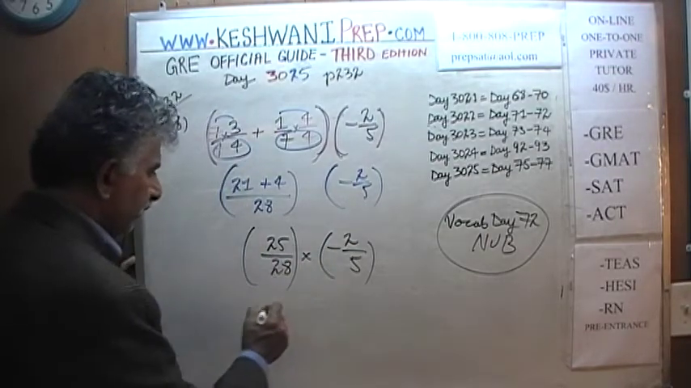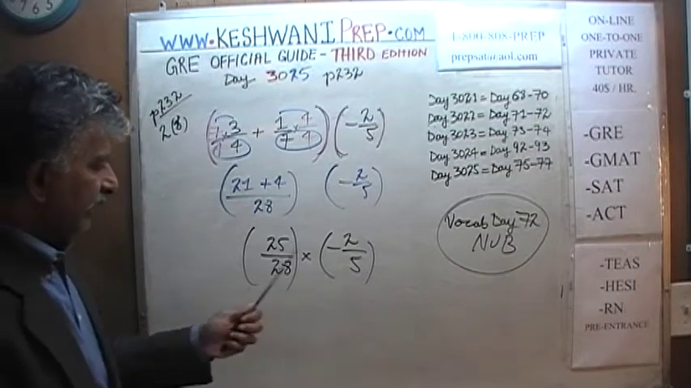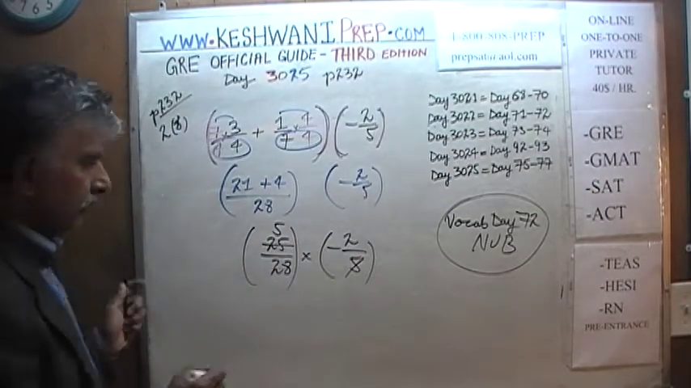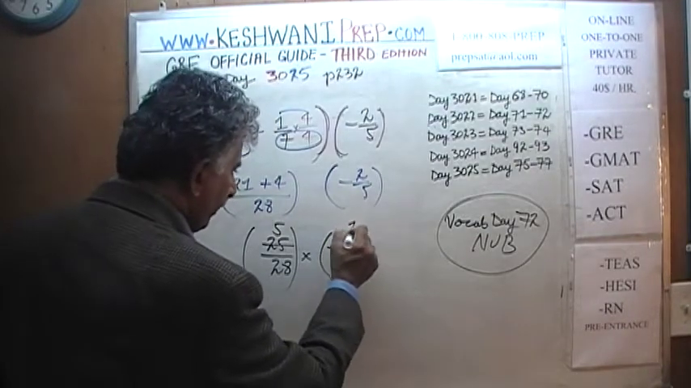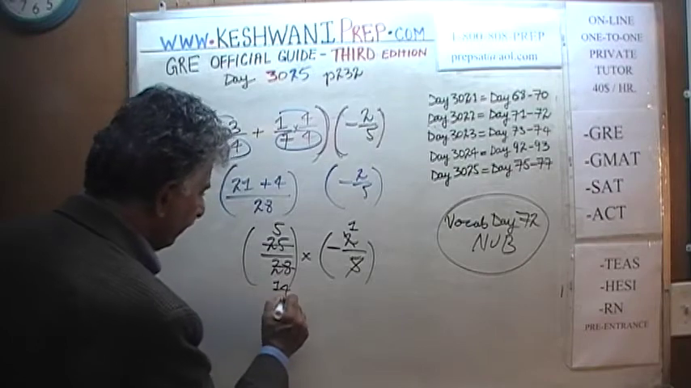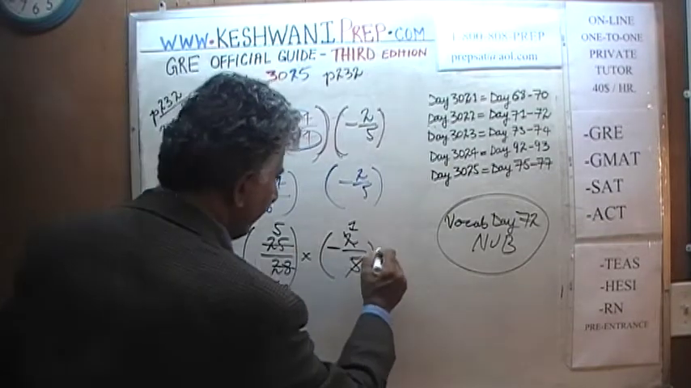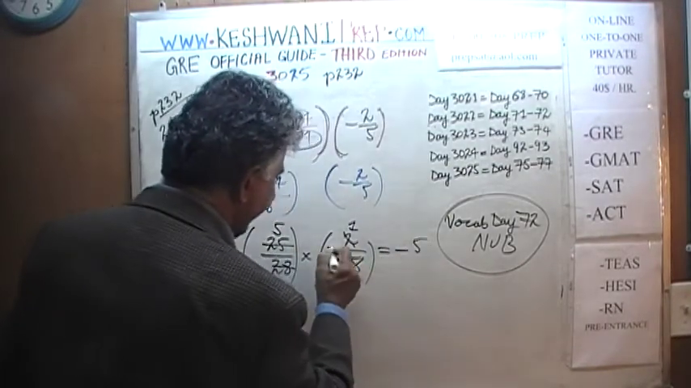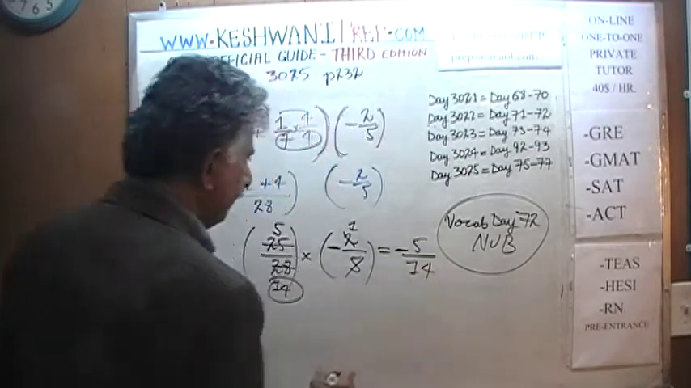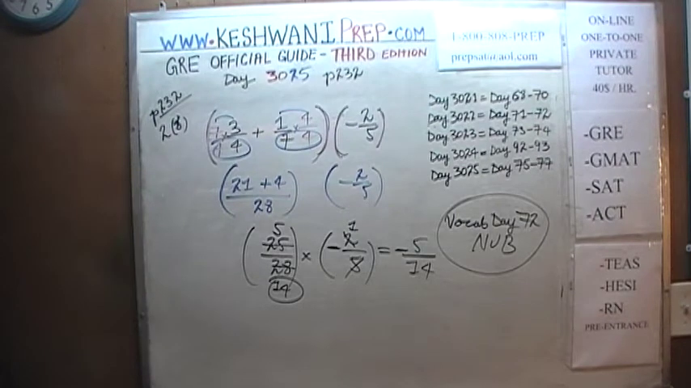And if you like, you can put parentheses here also. Let's divide top and bottom by 5. 5 is going to go away. 25 becomes 5. Let's divide top and bottom by 2. 2 is going to go away, becomes 1, but it's a negative 1. Keep that in mind. And 28 is going to become 14. So 5 times 1 is 5, but it's a negative 5, because we have a negative here. Negative 5 over 14. Negative 5 over 14 is the answer.